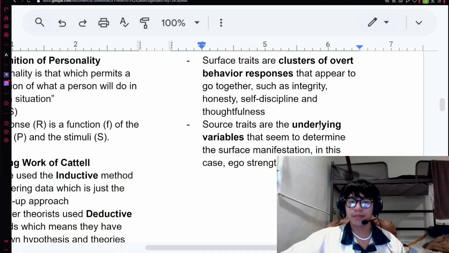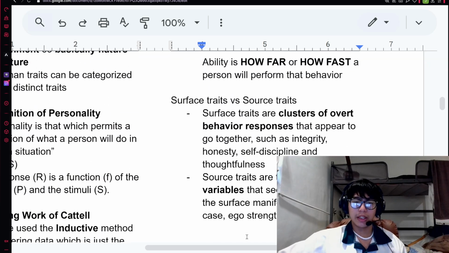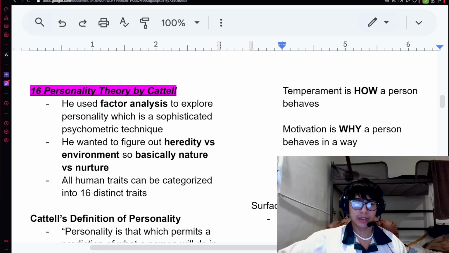So that's basically it for the 16 PF. It's very short, very simple. I didn't really mention the 16 distinct traits. I'm not really gonna study that because lol. So yeah.